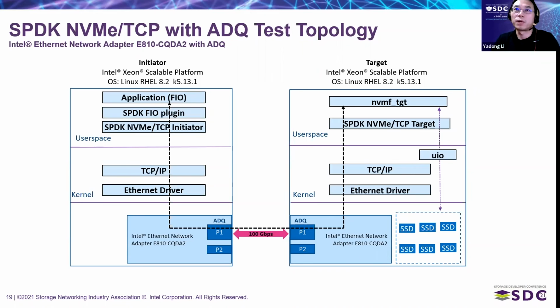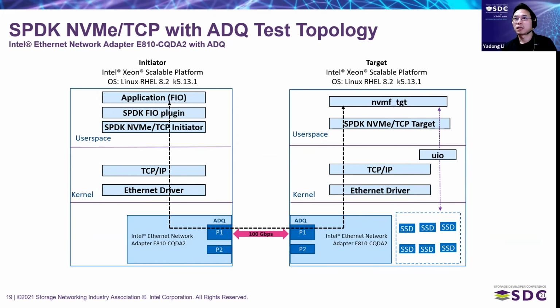So here's the test topology. It's basically a very simple setup. We have two Xeon hosts connected back to back using this Intel Ethernet network adapter E810. Both run SPDK. The left host here is running the initiator test, right? So we show the NVMe over TCP initiator here in the user space, and we use FIO as the application for test purpose. The TCP/IP networking stack is running in the kernel.